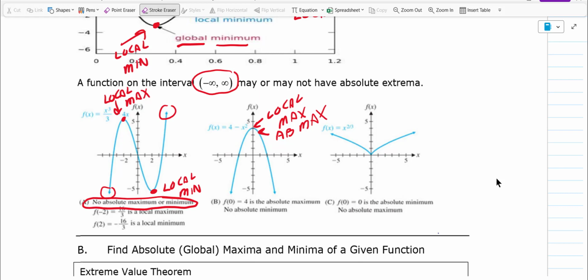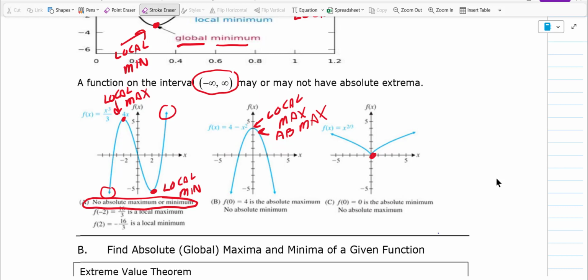Well, it just depends on what you're asked on a problem. Typically the way I'm going to ask that is, here's a graph, tell me where the local max and mins are. Tell me where the absolute max and mins are. But it's important to know that they can be both, okay?